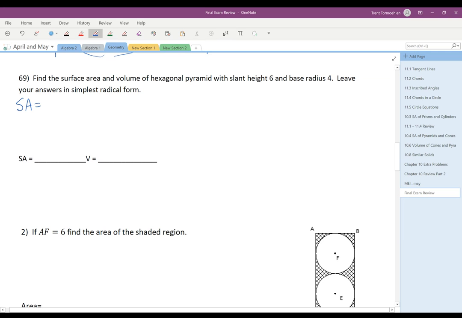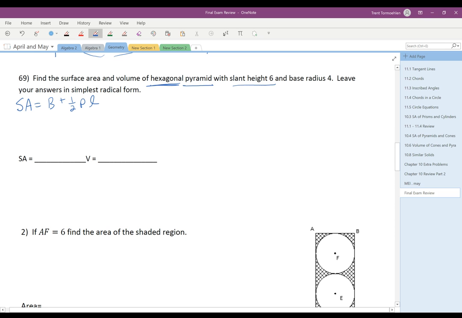So our surface area of a pyramid is always going to be the area of the base. Well, our base is a regular hexagon, and so we'll figure out how we want to find the area of that in a second. Plus 1/2 times the perimeter times the slant height. We know the slant height, but we're going to have to find the area of the base, and we're going to have to find the perimeter of the base.